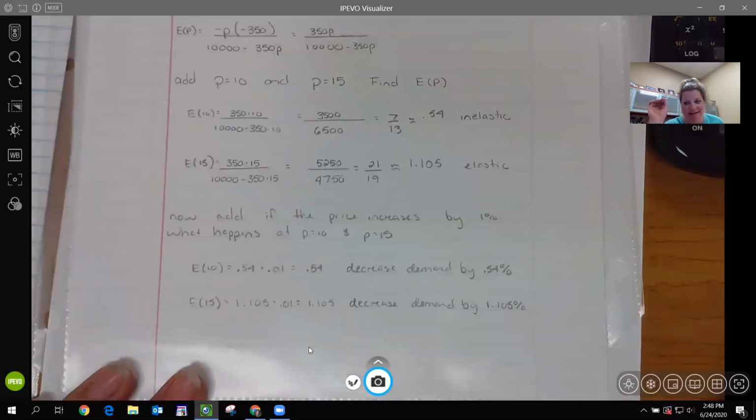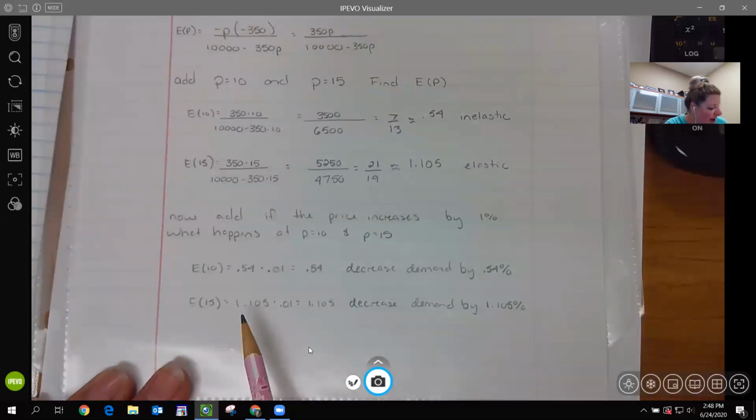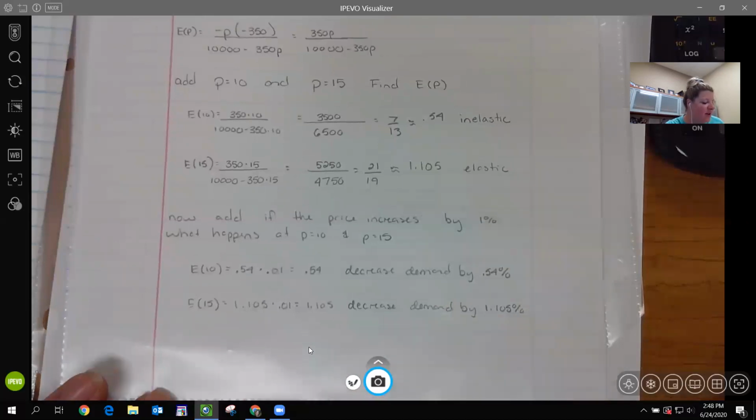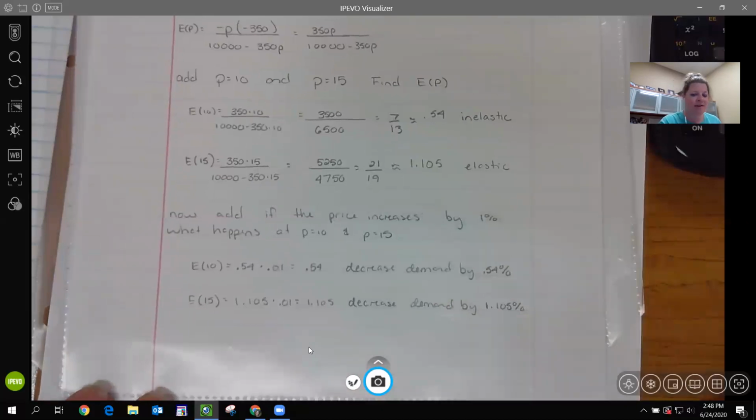Somebody's going to get mad when you raise your price, right? Here at the $15, I have the 1.105 times the 1%, which means I decrease demand by 1.105%. No, it's a percent, not dollars. So a lot bigger. I'm decreasing demand by more than 1%. Overall, this one starts to not be so good.